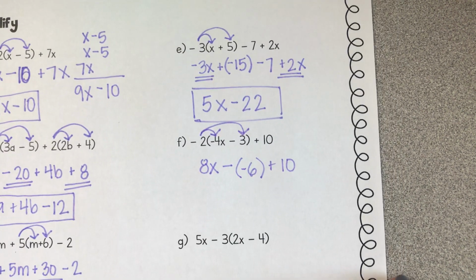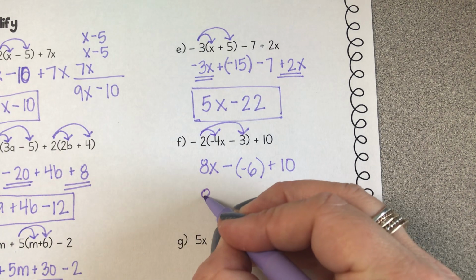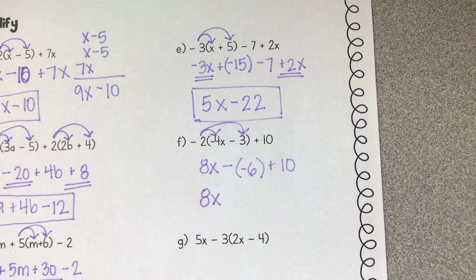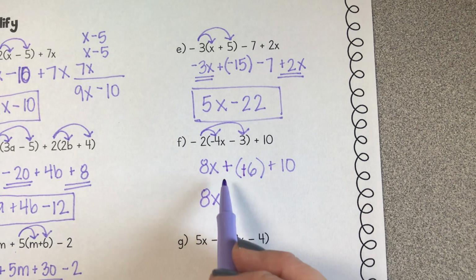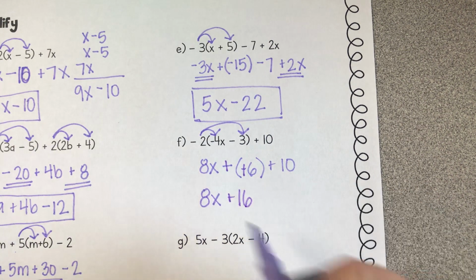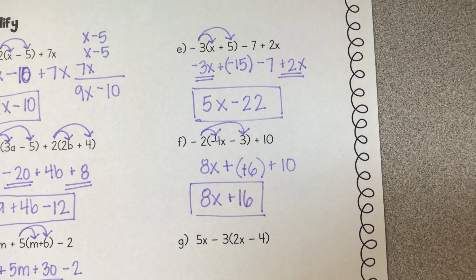So now I'm going to combine my like terms. Do I have any other x's? I do not. But what's weird here? I have minus negative 6. What's that the same as? Keep, change, change. So now it's just 6 plus 10. So my whole answer is positive 8x plus 16.